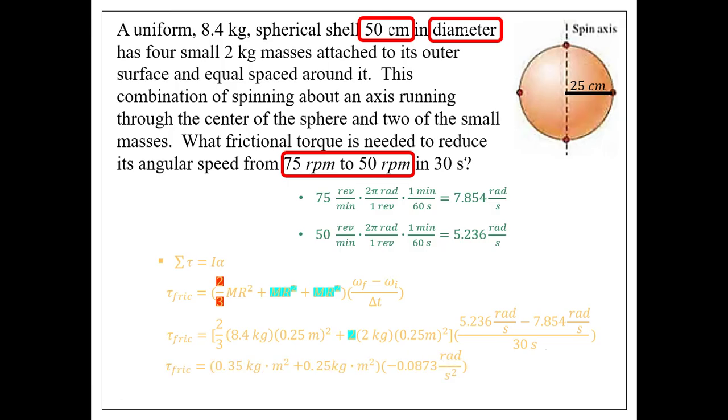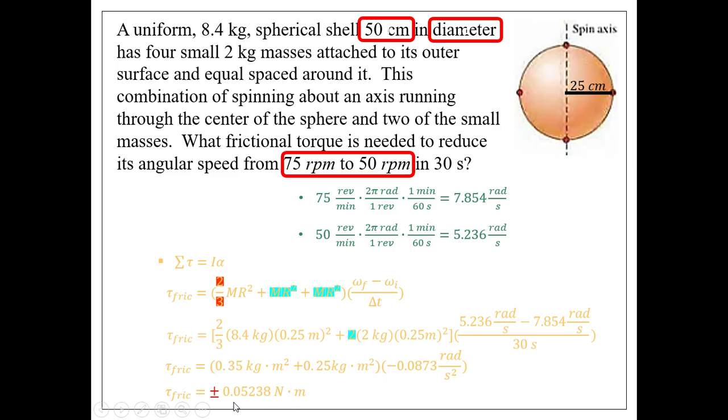So if you do all this on your calculator, to clean up a little bit, the first term here, the 2/3 times 8.4 times 0.25 squared, is going to leave you with about 0.35. And then 2 times 2 times 0.25 squared is going to leave you with 0.25. And then the angular acceleration here, if you do it properly, is going to give you negative 0.0873 rad per second squared. That's assuming that it's moving in the positive direction to start with. However, if you go ahead and clean this up, again, the physics is done here, all this is just calculator work. You'll get a frictional torque of about 0.5238 newton meters.